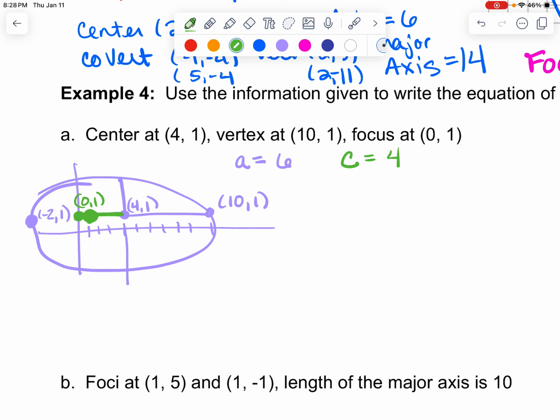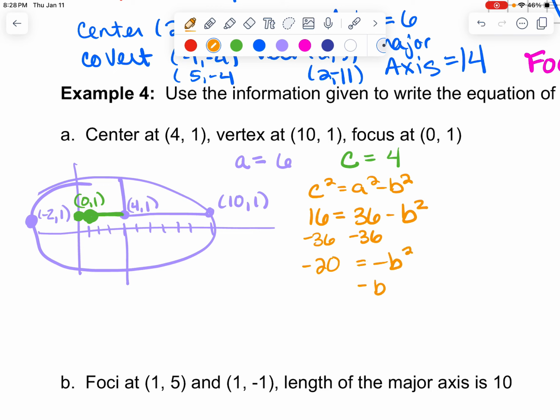As long as I have the a and c values, I can do this next bit, which says that c squared equals a squared minus b squared. So I just plug it in. 16 equals 36 minus b squared. I get to find b, no problem. All right, subtract 36 from both sides. And then negative 20 equals negative b squared, and b squared equals 20.